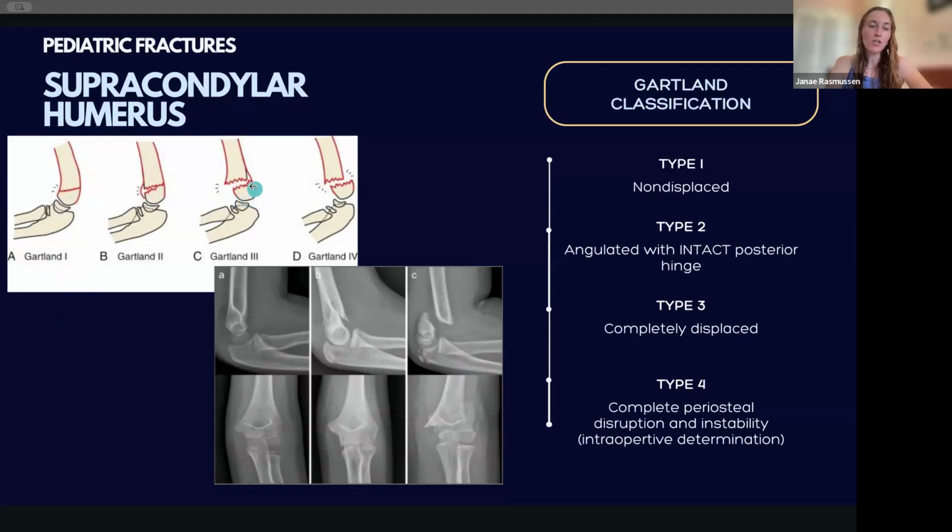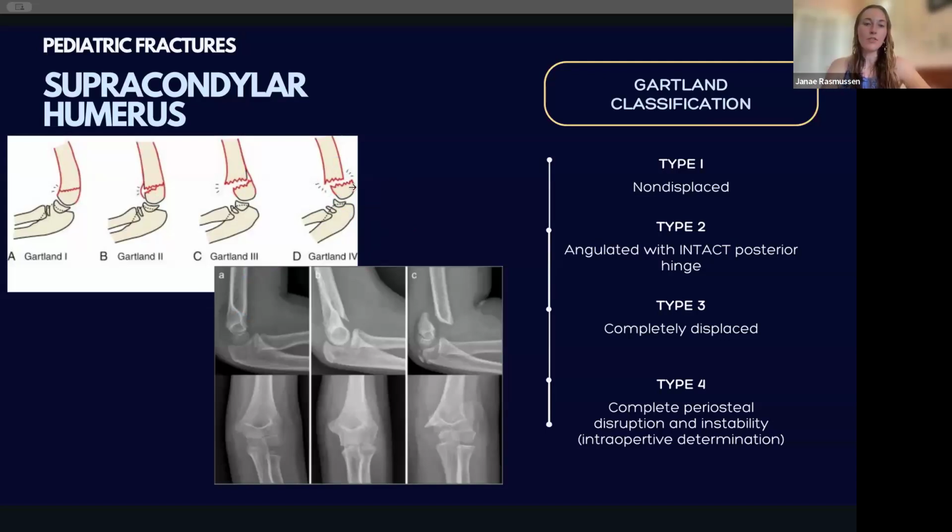Versus type 3 is where you have complete displacement. But as you can see in this image here, the periosteum in kids is super thick. So you still have the periosteum that's intact posteriorly. So these are unstable. Now, type 4, these are ones that are typically an intraoperative diagnosis. And these are ones where you have complete periosteal disruption and instability.